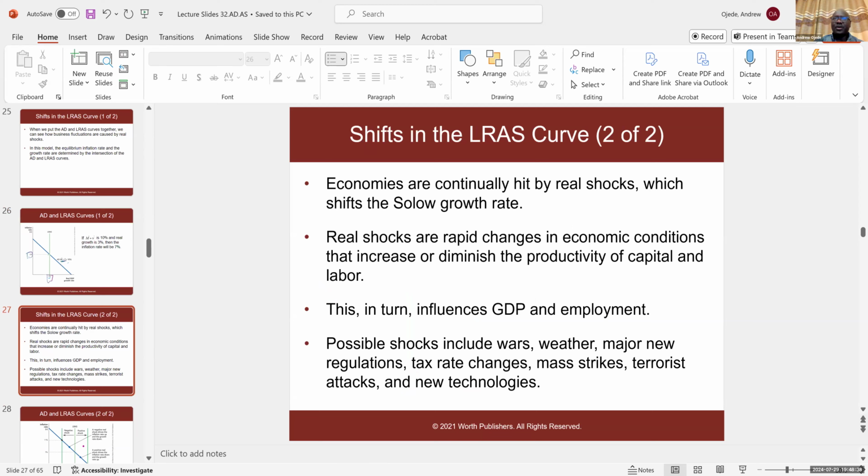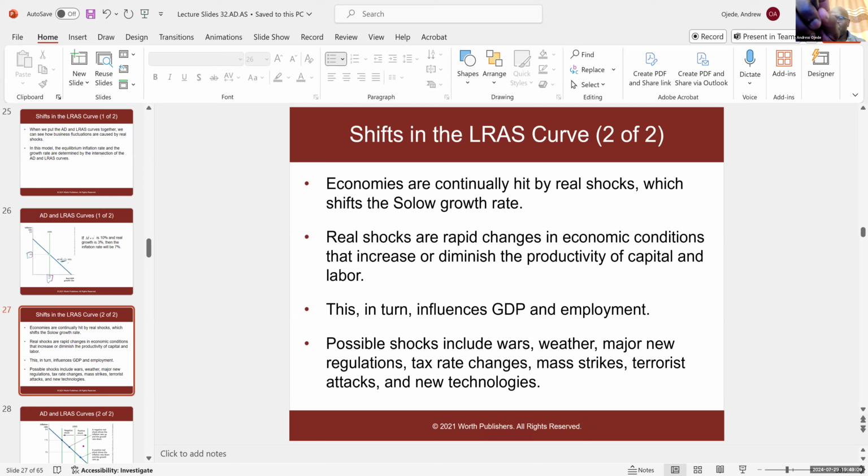So, shifting the long-run aggregate supply curve: economies are continually hit by real shocks. When I talk about real shocks, I'm talking about shocks to what? Real factors, not money, not spending. Real shocks are going to be things like technology, changes in capital stock, changes in labor resources. Those are the things that are going to shift the long-run aggregate supply curve.